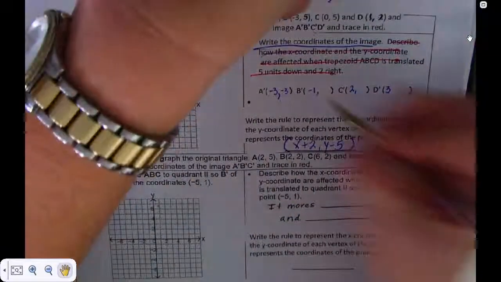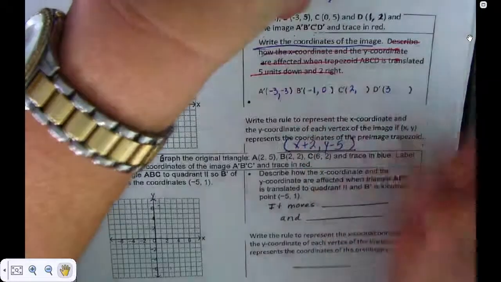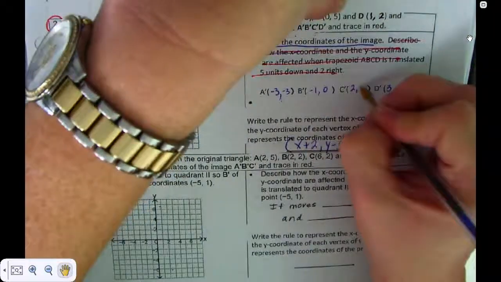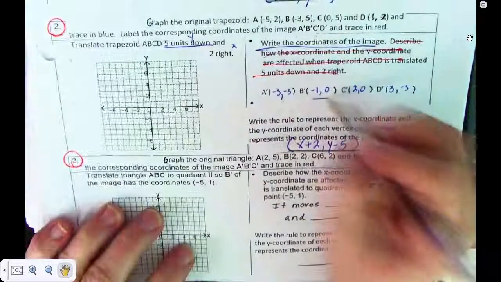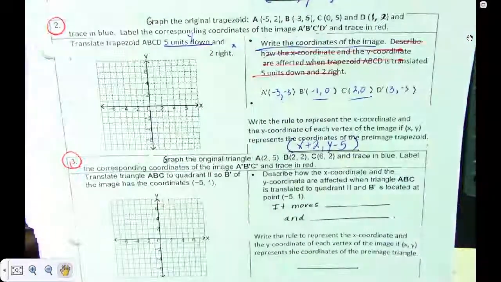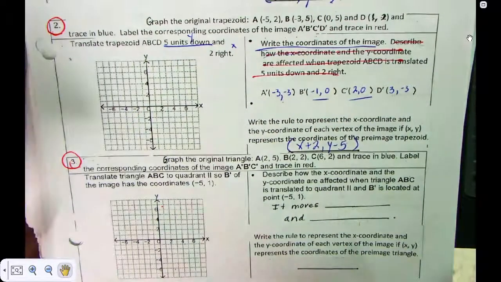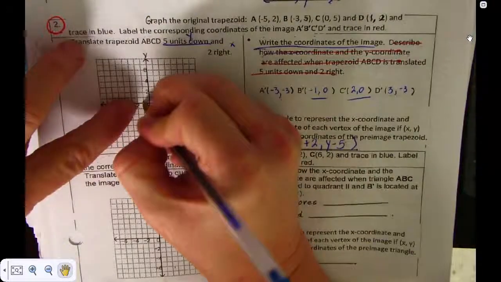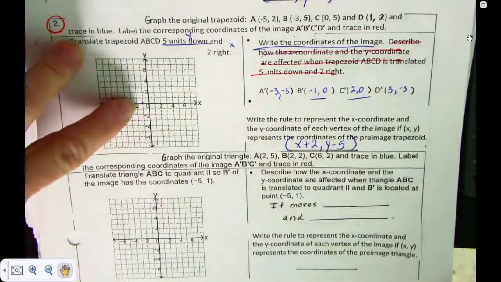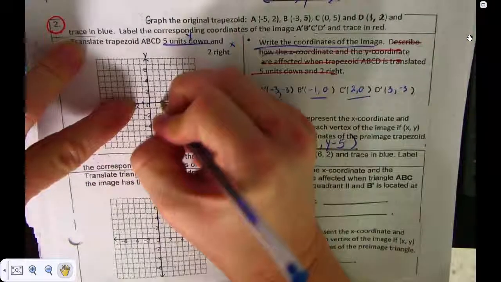Negative 3, 0, 0, -3. Do you know what a lot of people put right here? 0, -1, and 0, 2. Guys, we've got to learn the difference. The point is right there. That's -1, 0. 2, 0 is right there.